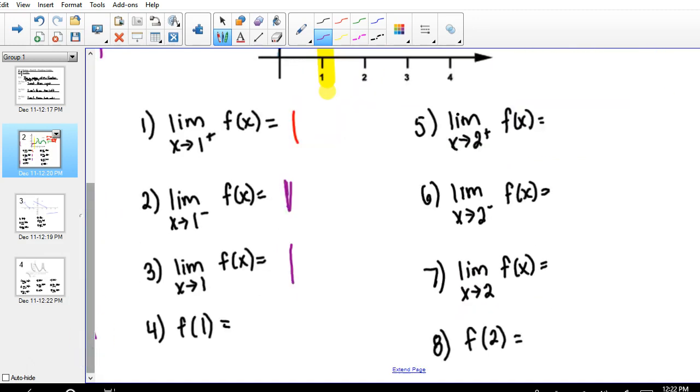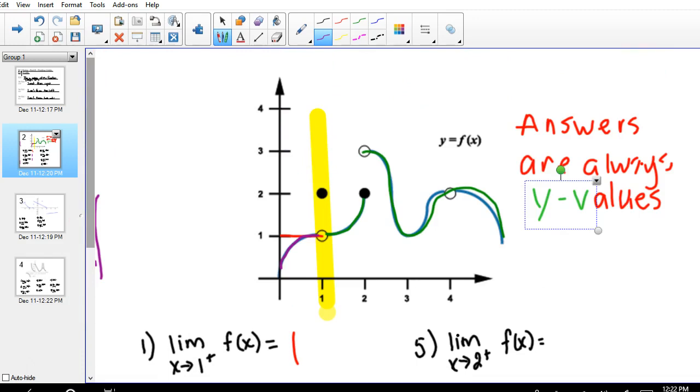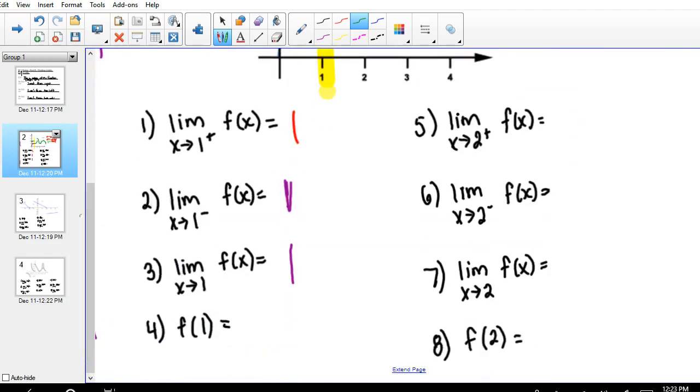All right, so f of 1 is the value of the function at 1. It's where you have the closed-in dot. For this, at 1, you have an open circle right there where the two sides meet, so you've got a hole in the graph. What is the y value of the function at 1? Where is your closed-in circle? It's always a y value you're reporting. That y value that goes with that is 2. So f of 1 is 2.